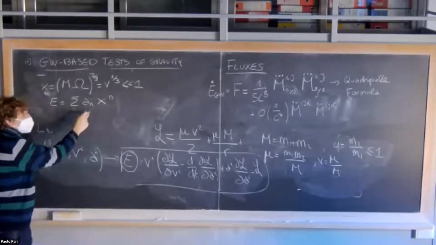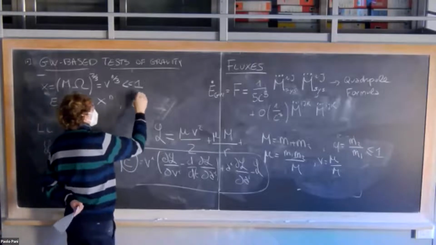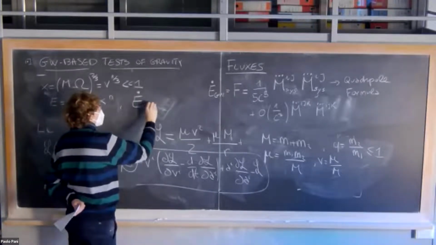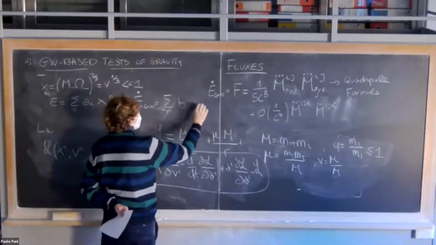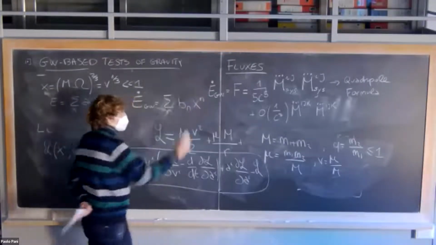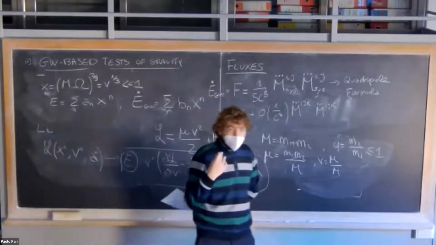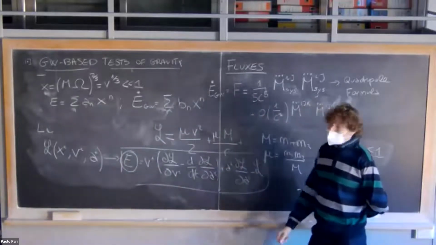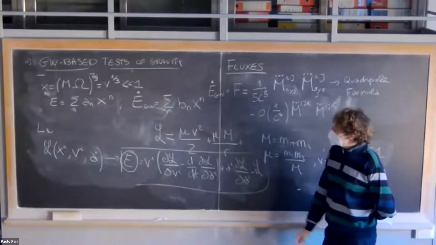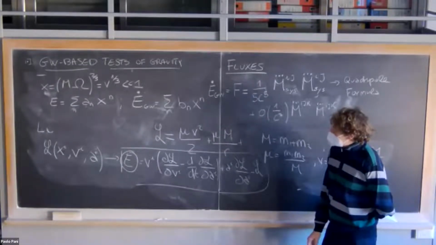Where I can compute the coefficients order by order in this expansion. Same thing for the flux. Also, the flux will be the sum with some other coefficients times x to the power n. There are also, well, I'll discuss them in a moment, possibly logarithmic corrections, so this is not a really tailored series to all orders, but schematically something like that.